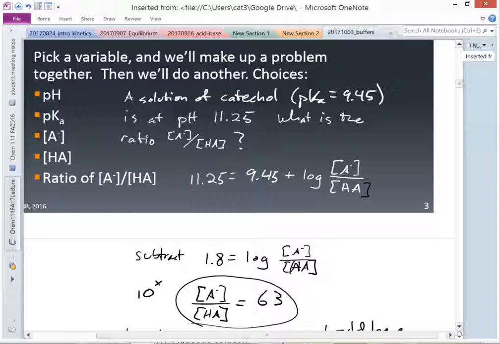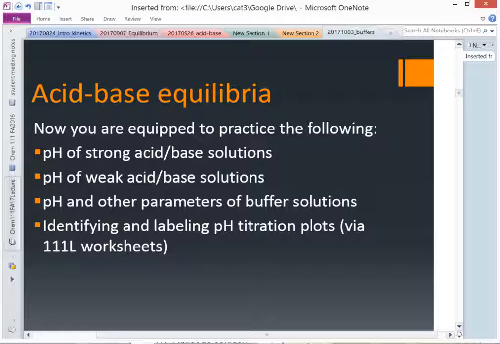You now know how to do acid-base, I would say, in its entirety. You did pH of strong acids and strong bases. You did pH of weak acids and weak bases. You did the pH and other parameters of buffer. And we started labeling titration blocks.